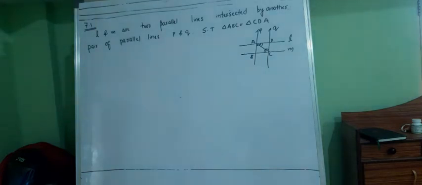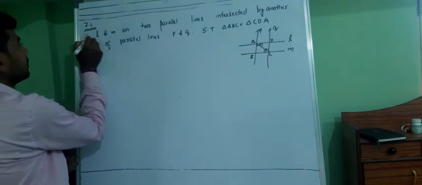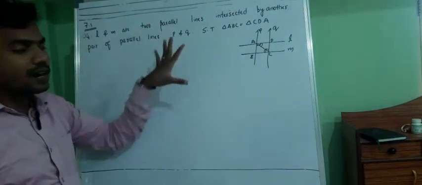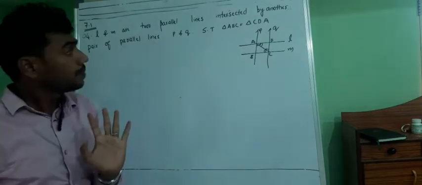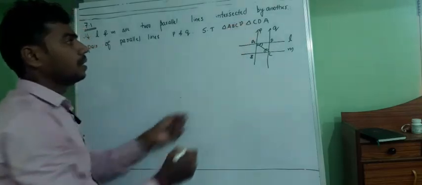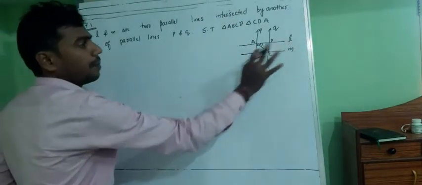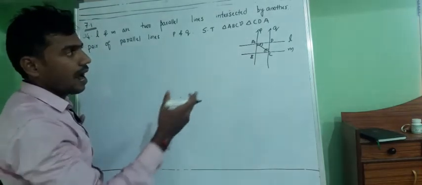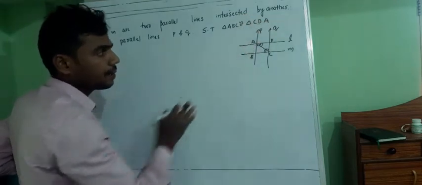Okay, dear students, we'll continue with exercise 7.1. In that fourth question, L and M are two parallel lines intersected by another pair of parallel lines P and Q. Show that triangle ABC is congruent to triangle CDA. So what is given to us? L and M are the two parallel lines and they are intersected by another two parallel lines P and Q.